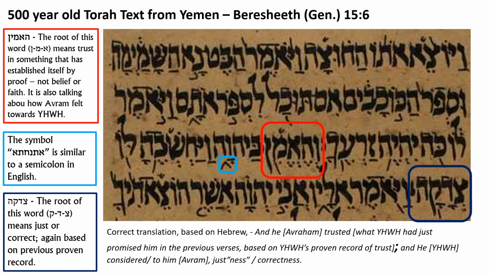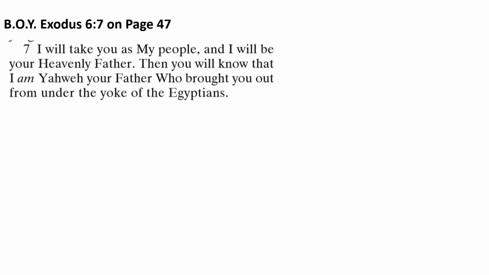So as we can see, a correct translation would be based on the Hebrew itself: and he, meaning Avram or Avraham, trusted in what the Creator, Yod-Heh-Wah-Heh, had just promised him in the previous verses, based on Yod-Heh-Wah-Heh's proven record of trust. And he, Yod-Heh-Wah-Heh, meaning the Creator of all things, considered to him, Avram, to be justness or correctness. Again, you have to wordsmith it a bit, but they're wordsmithing it in a way that's different than what the text actually says.